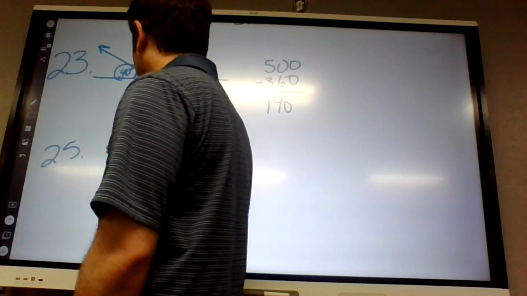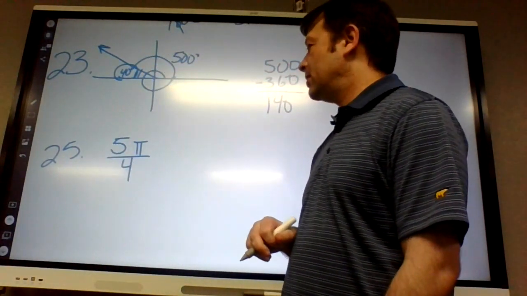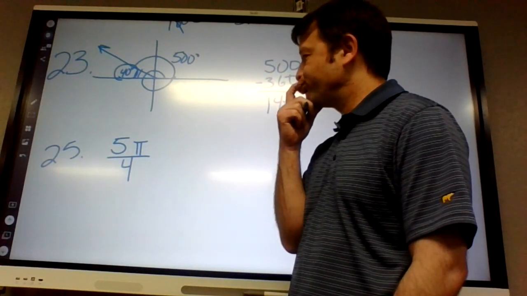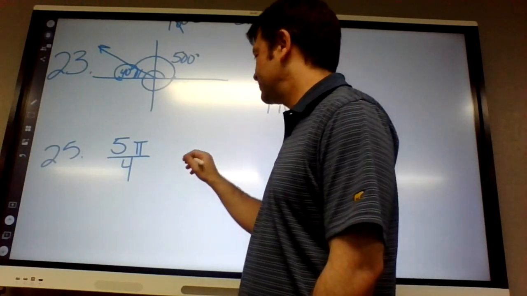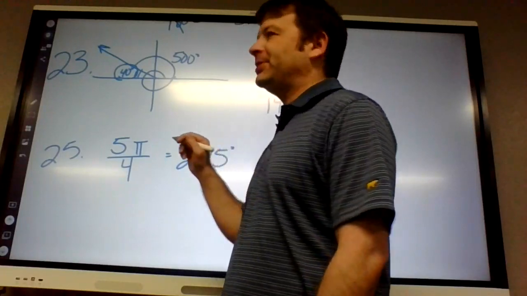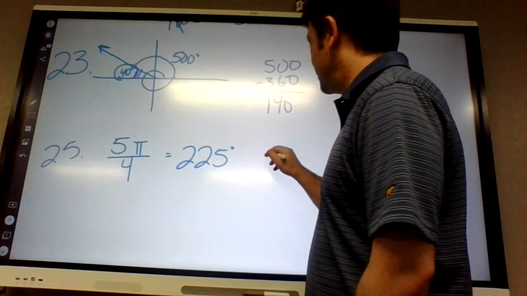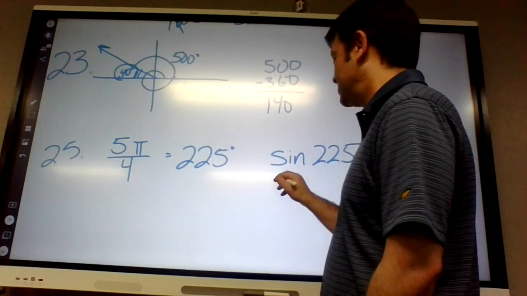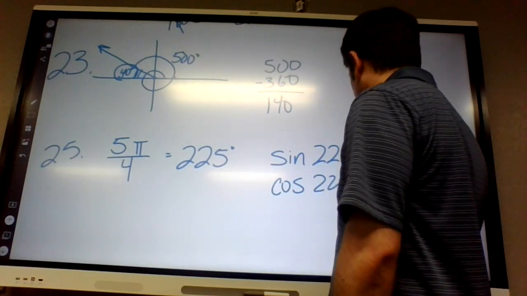5 pi over 4. What does that come out to? 225 degrees. I think we did a few of these, but I let you use your calculator. Anyway, you can just do sine of 225. They wanted you to use special triangles, basically. This is what they want done.